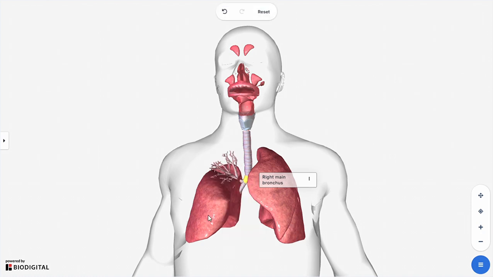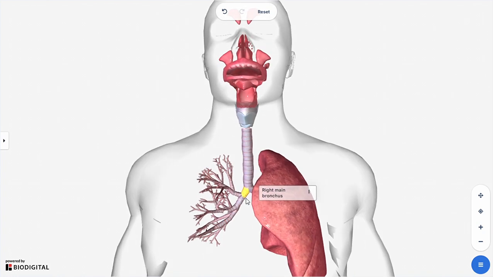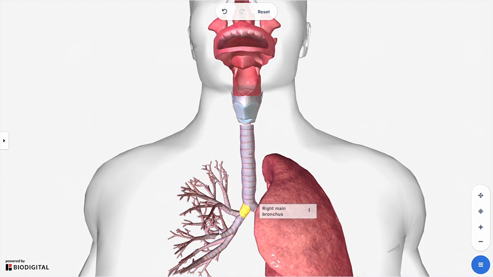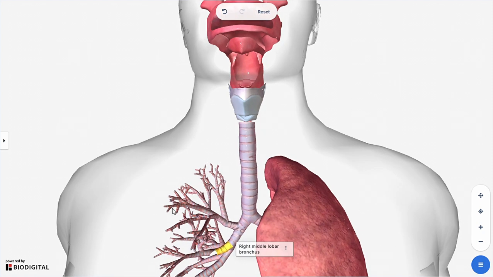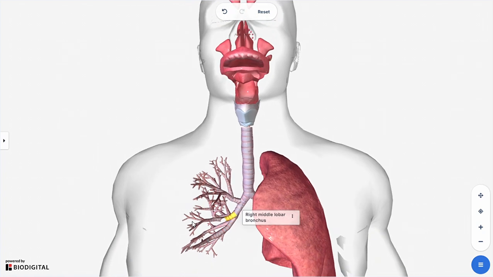I'm going to get rid of these here so we can see inside the lungs. You'll see the bronchus branches off here into all the other bronchuses. It doesn't really show it here, but at the ends here are the alveoli. The alveoli are tiny air sacs where the lungs and the blood exchange oxygen and carbon dioxide during the process of breathing in and breathing out.